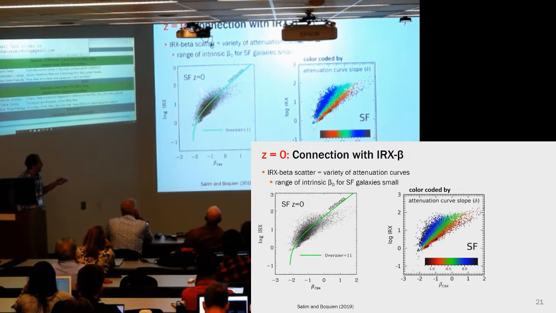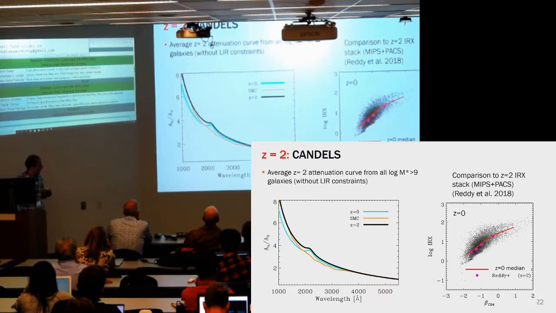By the way, there is a clear correlation between the IRX-beta diagram and the attenuation curve slopes, as Richard was showing the other day. Why am I showing this? Because we would like to see some independent confirmation of that result that the curves are very steep at z of 2. And one possible result that leads in that direction is this.